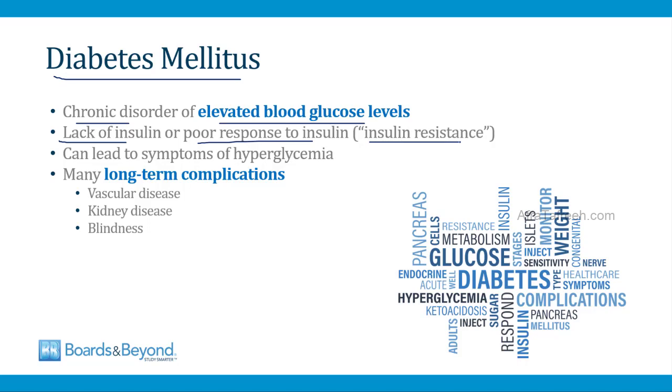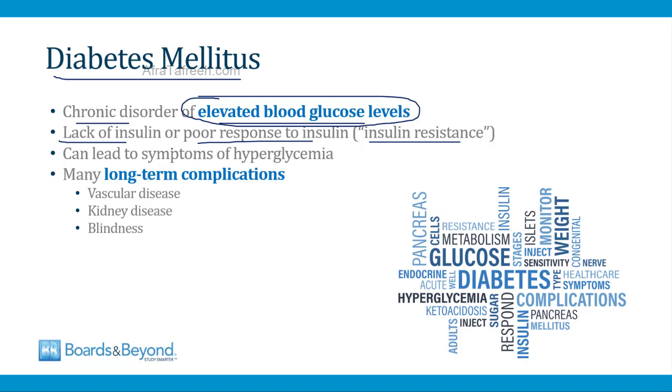Remember that insulin triggers cells in our body to take up glucose from the plasma, so if there's a lack of insulin or a poor response to insulin, then glucose won't be taken up by cells and it will persist in the plasma, and this leads to elevated blood glucose levels.